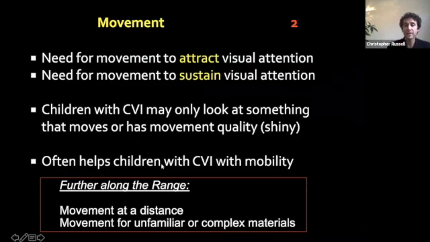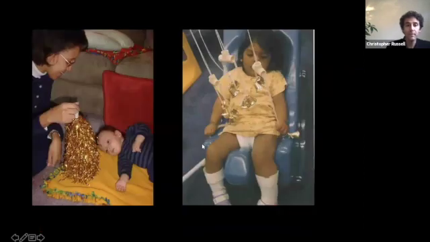Further along the range, kids with CVI don't need movement at near, but they benefit from movement at a distance to get their attention, or they benefit from movement with unfamiliar or more complex materials. So maybe they can see somebody waving across the room, but if the person's not waving, then they don't see or process what's going on. Okay, so on the earlier side, things like pom-poms or even mobiles that are very simple but have movement and reflective quality are going to be helpful.